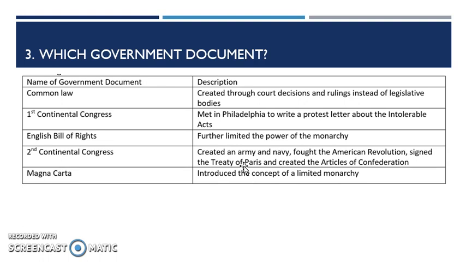The Magna Carta is going to be one of the older ones that we talked about, but it introduced the concept of a limited monarchy, and that was in 1215. So when you look at the colonies and when they actually start thinking about their governments, they think about a government that is limited and has to answer to the people, because it started back in 1215 with the Magna Carta.